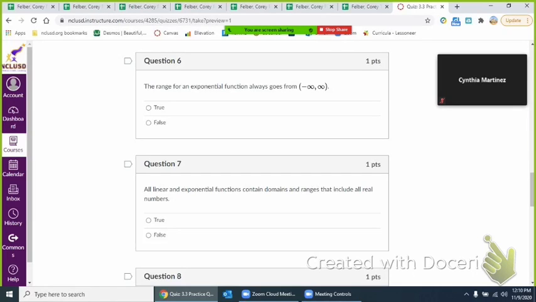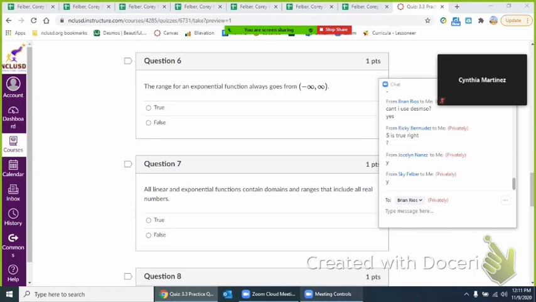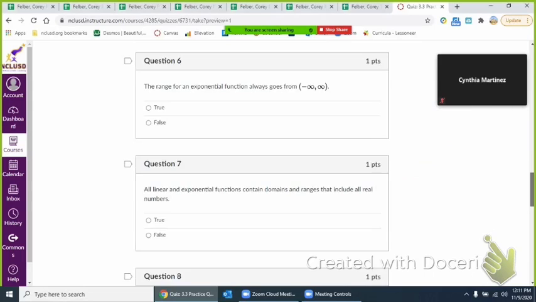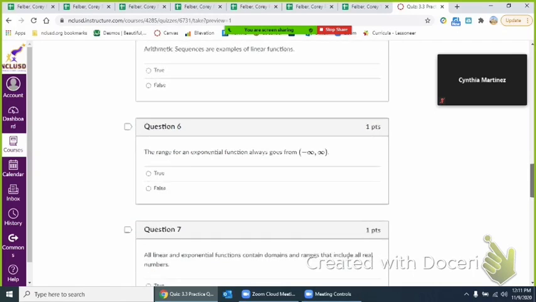All right, so when you get to number 6, the range for an exponential function always goes negative infinity to positive infinity. So who remembers, is range the x's or the y's? We gotta figure that out first. Is that x or y? Should be in your notes, good. Yes, it should be y. And yes, Ricky, you're correct about 5.